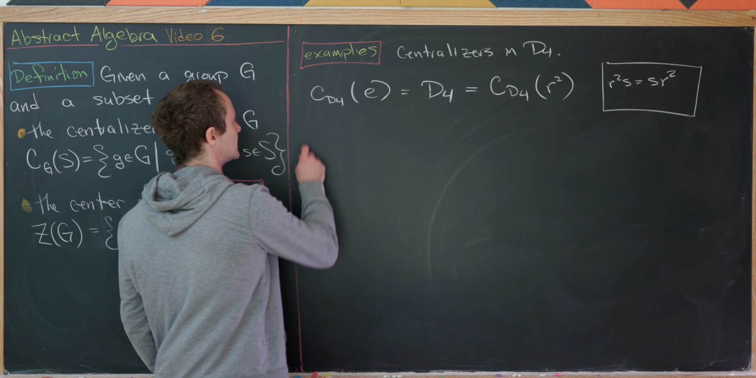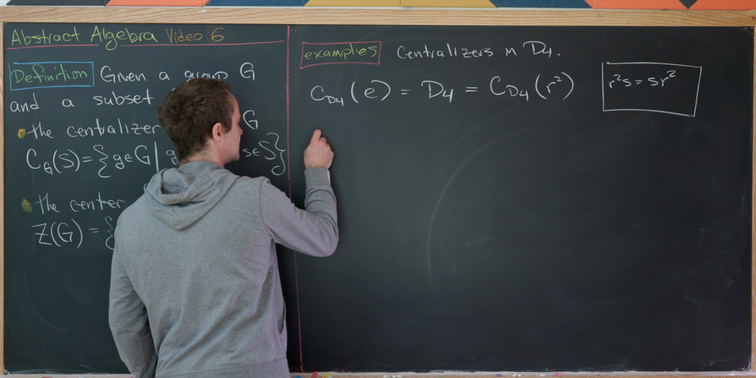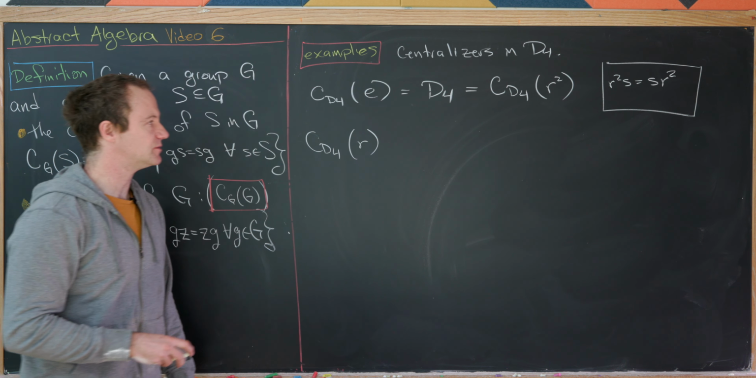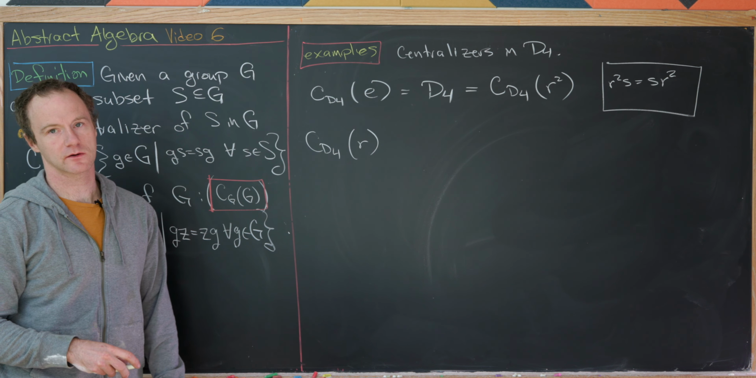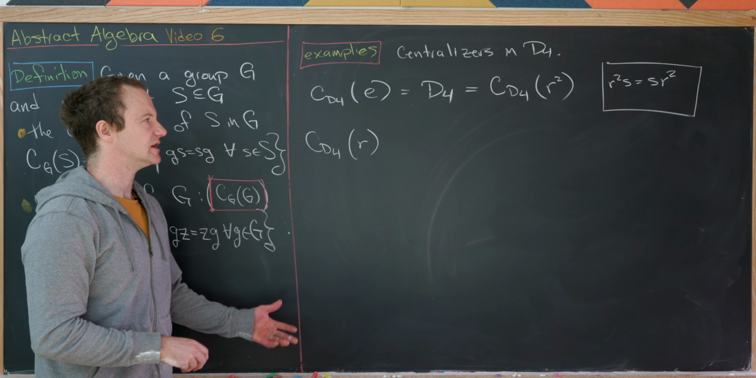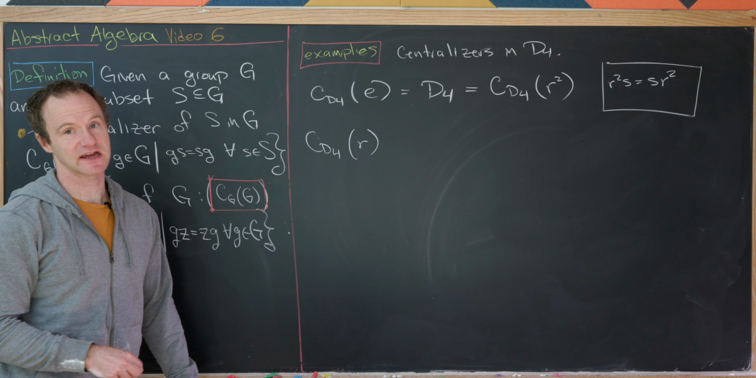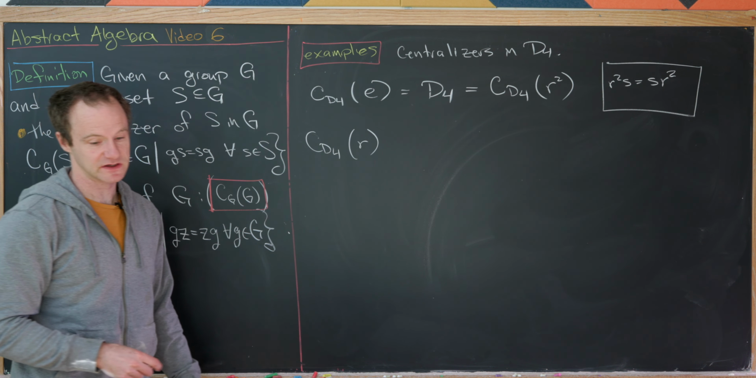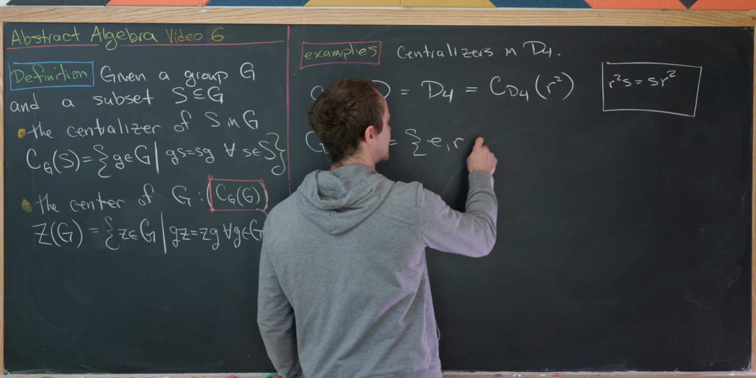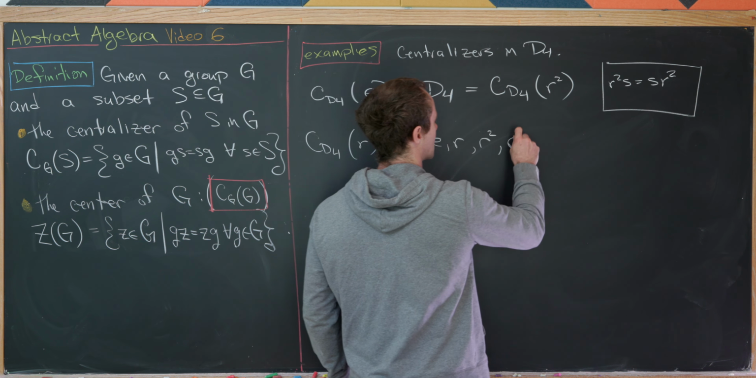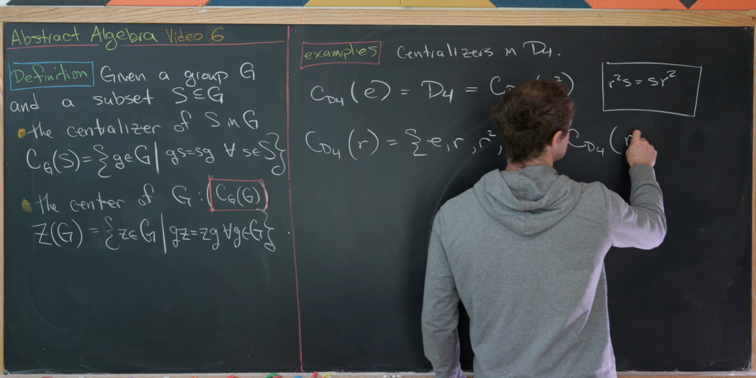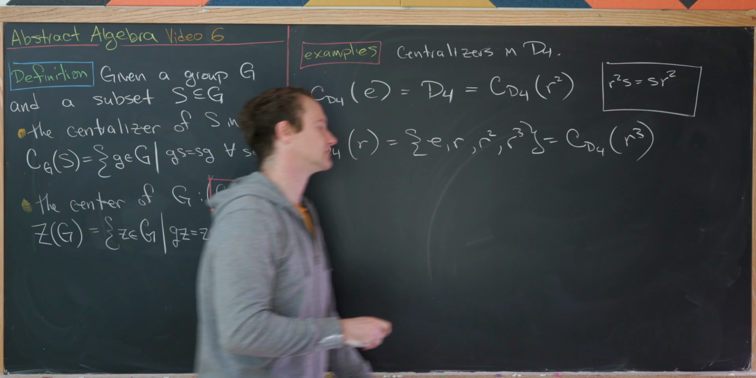Okay, so now let's look at C D4 of the element R. So this should be everything that commutes with R. So none of the reflections commute with R. You can easily check that RS is equal to SR cubed, as we did in a previous video. The only thing that commutes with R is the rotations. So E, R, R squared, and R cubed, but that's also the centralizer in D4 of R cubed.